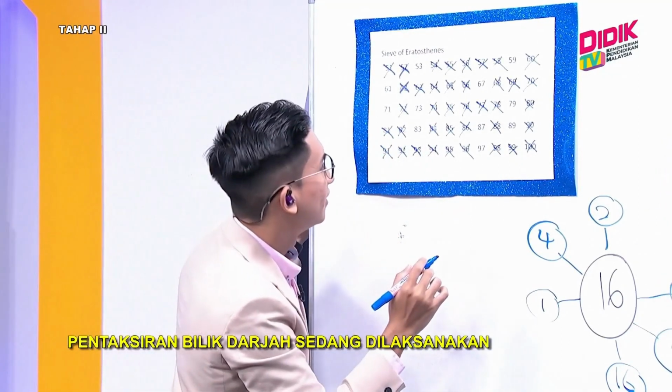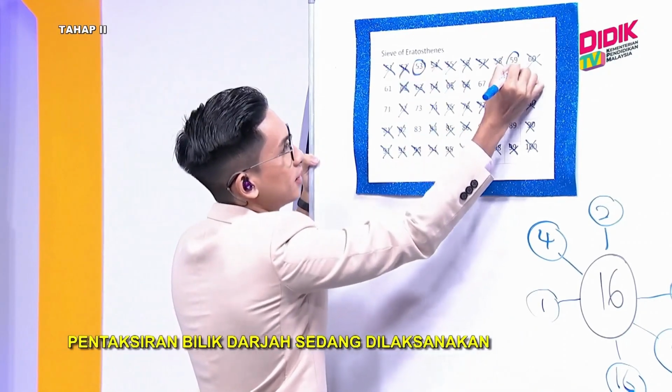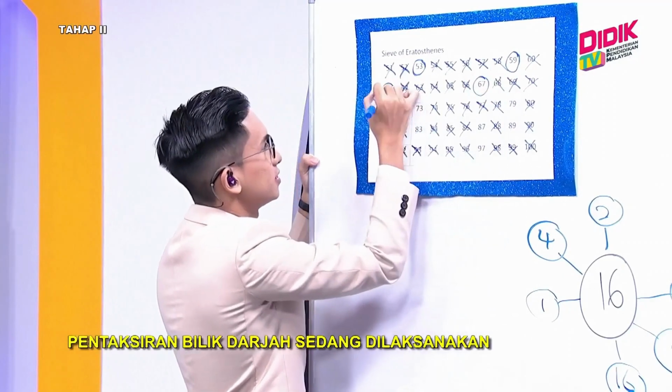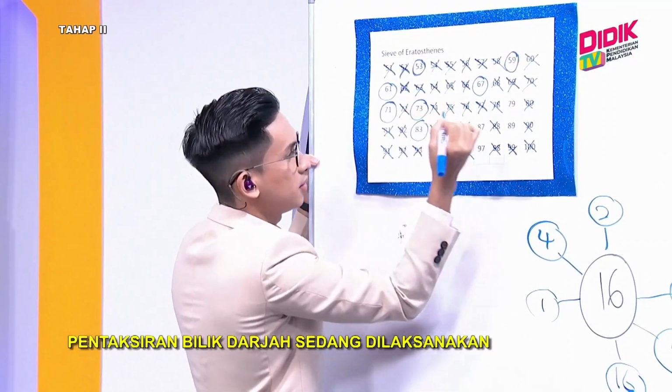Now you circle all the prime numbers. Okay, 53, 59, 67, 61, 71, 73, 83. Wow, very fast.